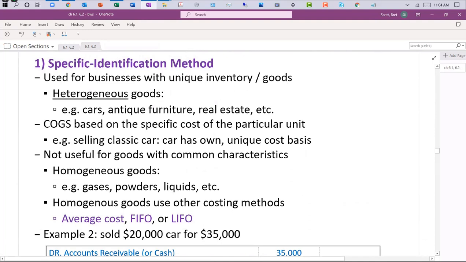The specific identification method. So in this case, this one is used for very heterogeneous goods. So goods that are very, very unique. So things like antique cars or antique furniture or real estate, things that are very unique, like a specialized car that you see on some of those auctions, right? Those are heterogeneous, okay? If we're talking about like cereal, or we're talking about coffee beans, those are very homogeneous things.